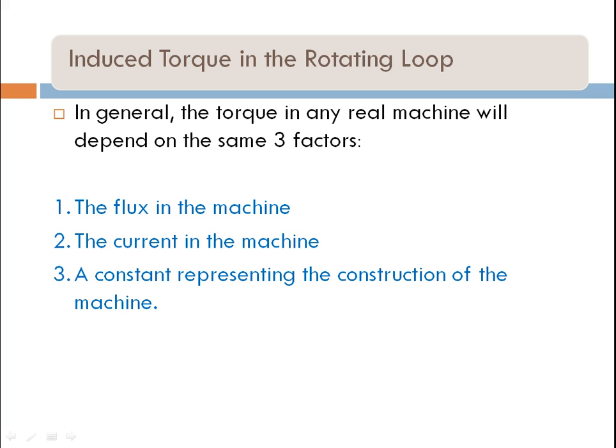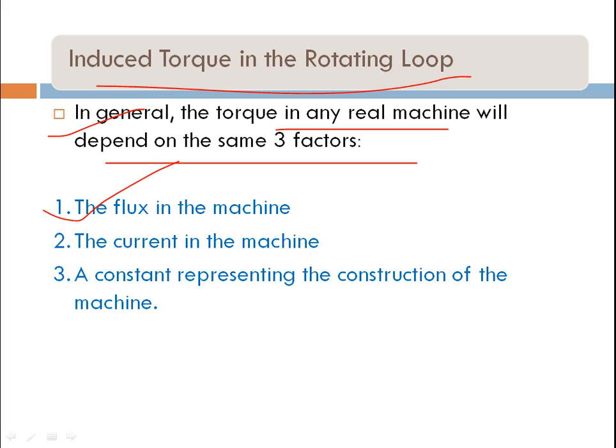Now, the induced torque in a rotating loop. In general, the torque in any real machine depends on three factors: the flux in the machine, the current in the machine, and a constant representing the construction of the machine.